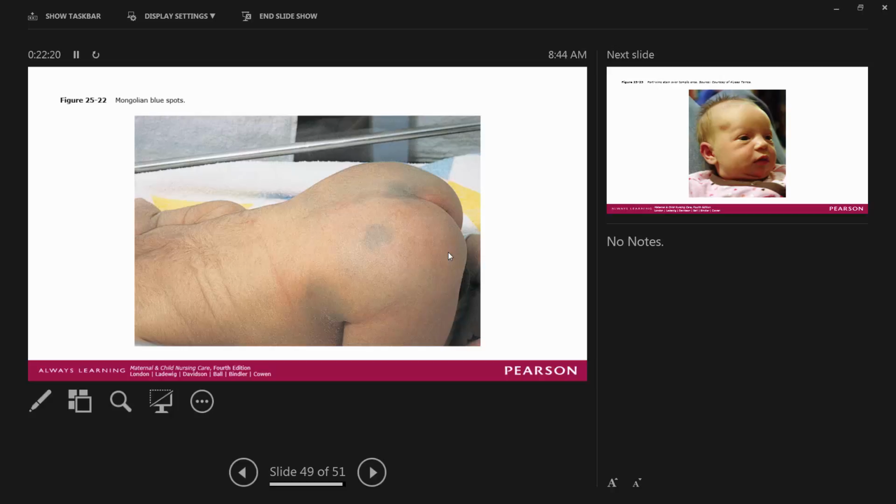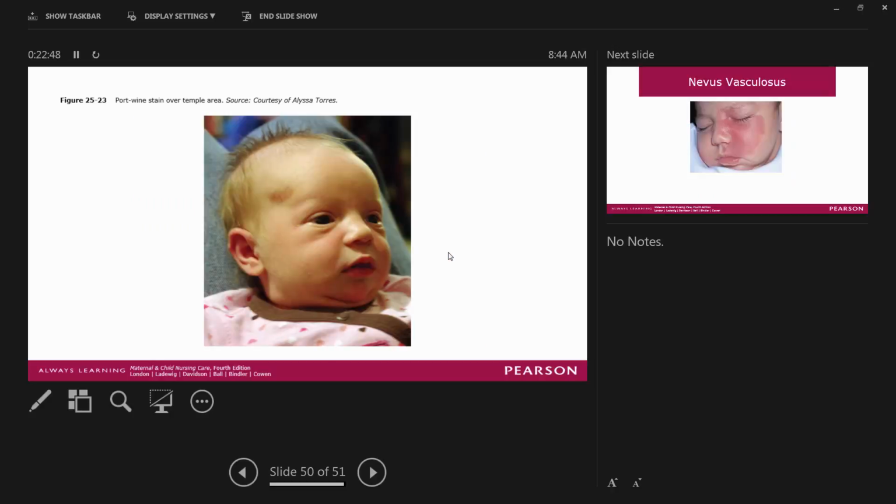We assess the straightness, and then we check here to see if there's any dimpling, tuft of hair, or a big gaping hole, or a big sac protruding, okay? So we check that out. I did it at one of my clinicals, we had an Asian baby and it had Mongolian spots up on its shoulder blades. It was different.